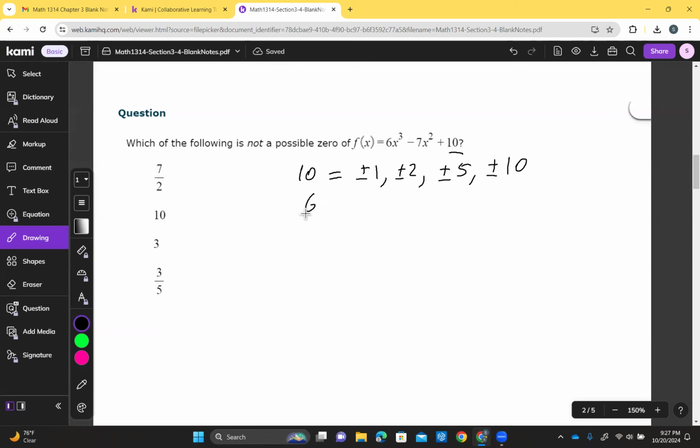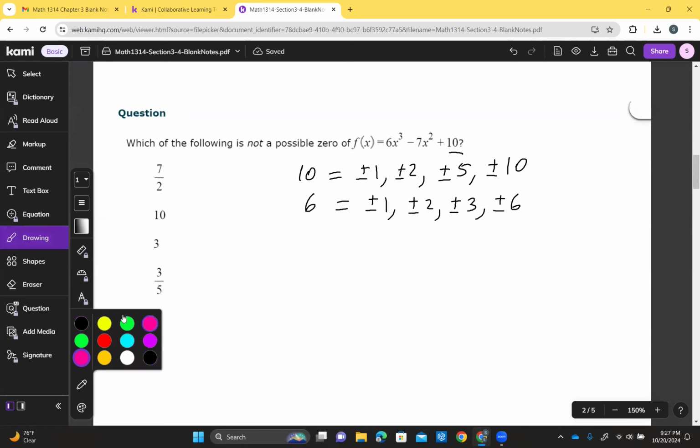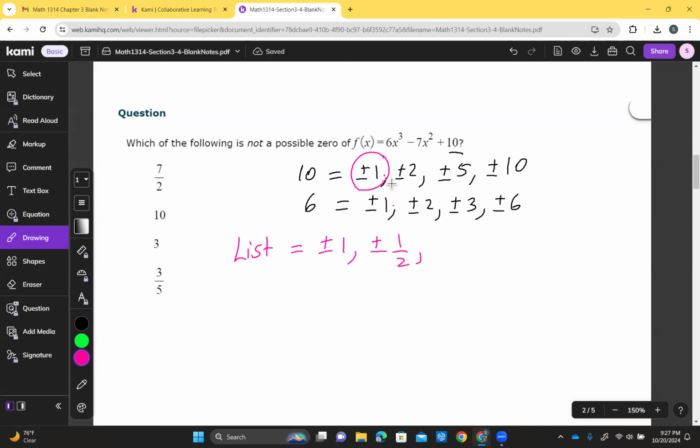The leading coefficient is 6. So I can divide the 6 by 1, by 2, by 3, and by 6. So these are the factors of 6. Now I'm ready to create the list of the possible rational zeros for this function. And I'm going to see which one is not among the options. So we're going to start with 1. 1 divided by 1 is just 1. 1 divided by 2 is 1/2. 1 divided by 3 is 1/3. 1 divided by 6 is 1 over 6.